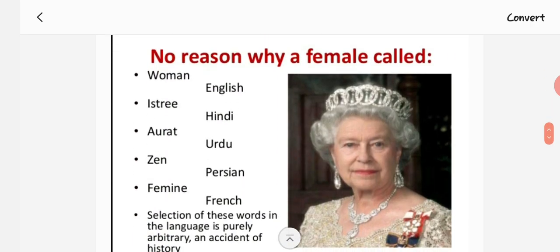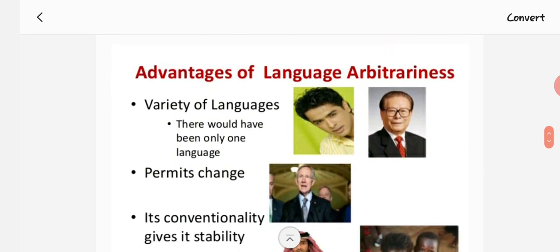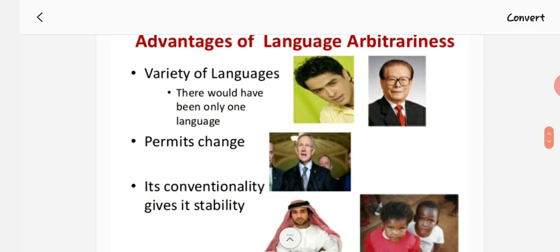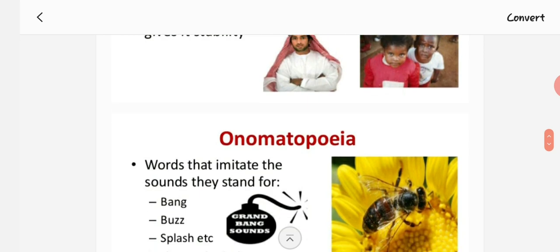No reason why a female is called woman in English, stri in Hindi, aurat in Urdu, zan in Persian, feminine in French. So there is no reason, because it is always arbitrary, why to call a woman a woman. So selection of these words in the language is purely arbitrary and an accident of the history. Advantages of the language arbitrariness: it deals with a variety of languages. There would have been only one language if it did not permit the change. It conventionally gives the stability to the thoughts of our mind.